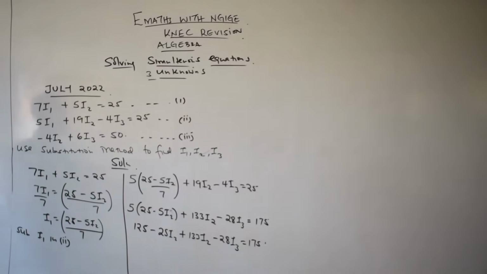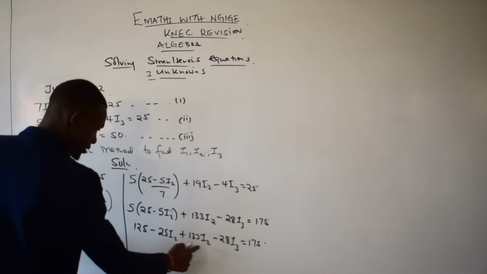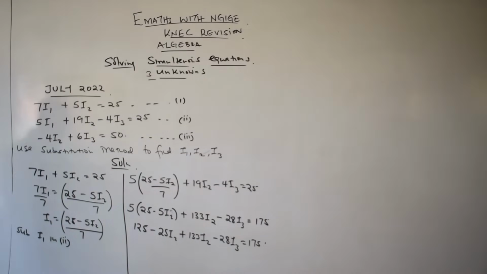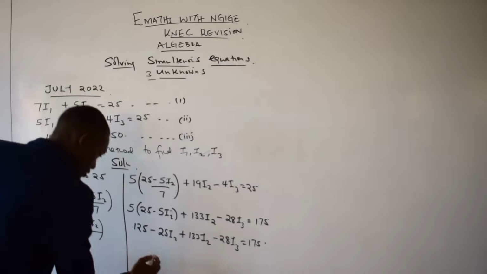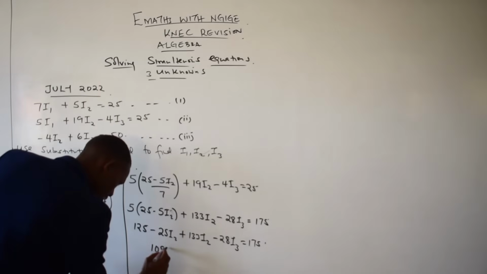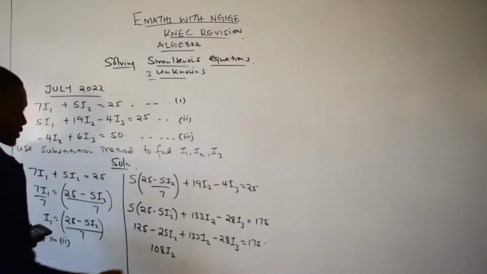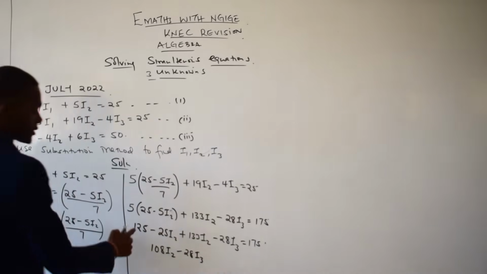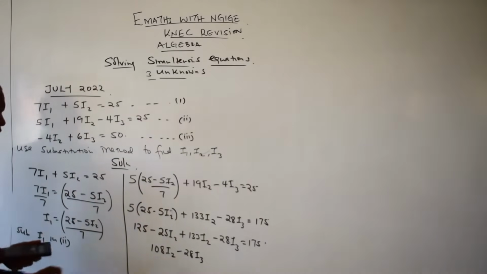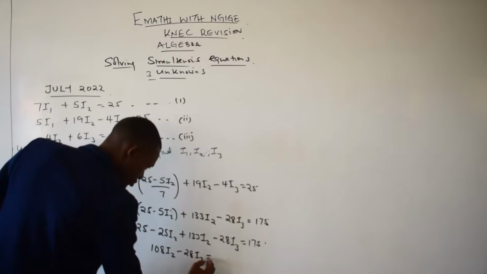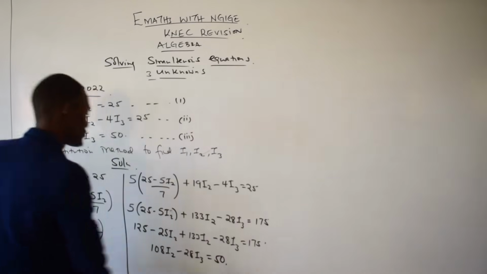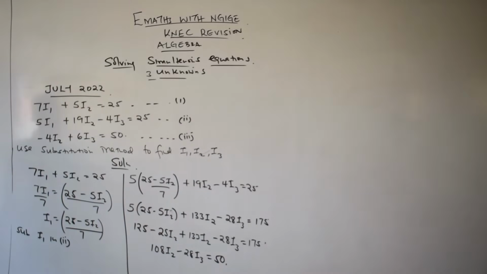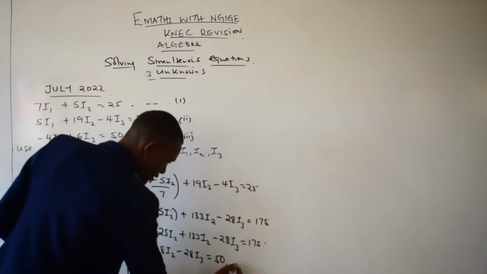Now add terms that are the same and take like terms to one side. So you can have I2 and I2, that is 133, then you subtract 25 gives you 108. So you shall have 108 I2. Then you have minus 28 I3. Then take 125 to the other side. So 175 minus 125, which will give you 50. So you have that equation there. Now, let's say this one is 4.